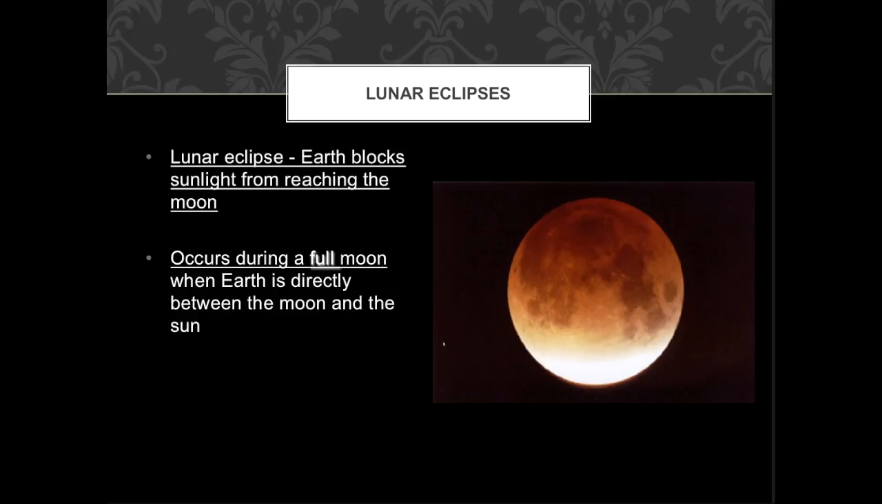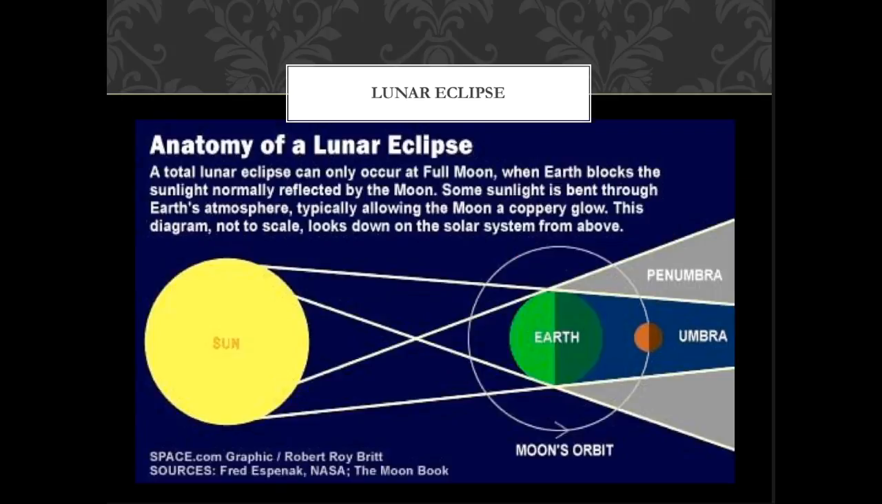Jumping to lunar eclipses, this is when the Earth blocks the Sun from reaching the moon. And this only occurs during a full moon phase, when the Earth is directly between the moon and the Sun. So if you take a look at this point, half of the moon that's lit facing the Earth is going to be totally sunlit, therefore it's a full moon.